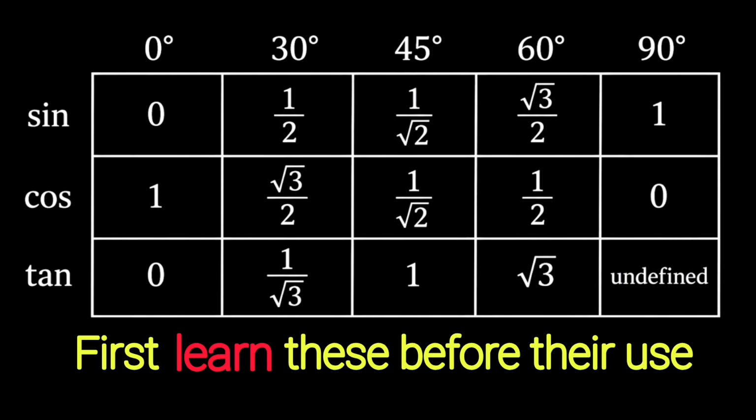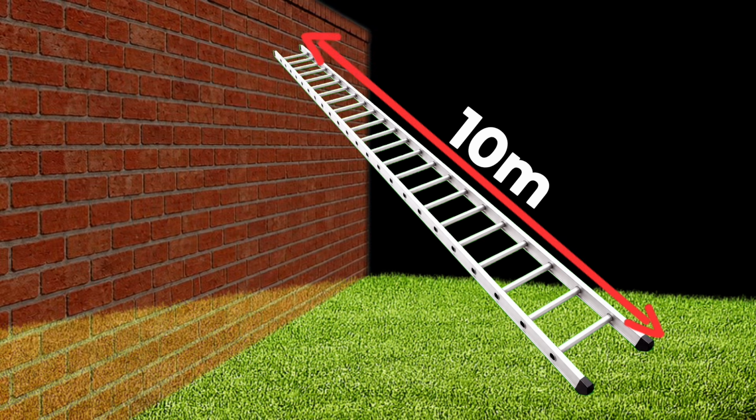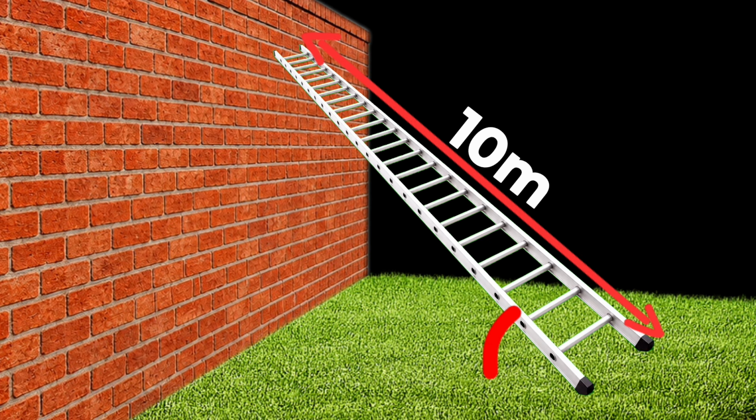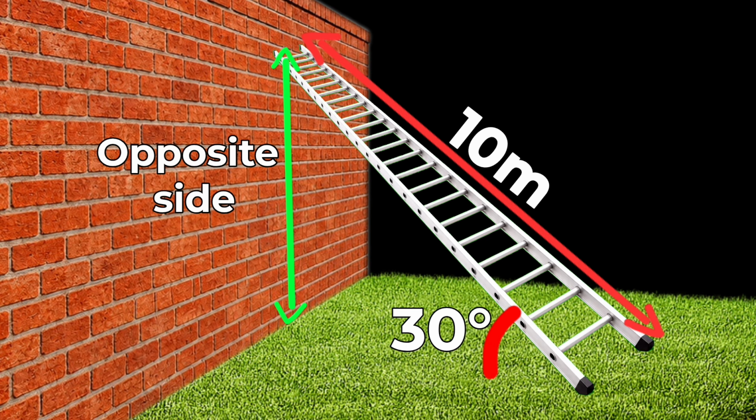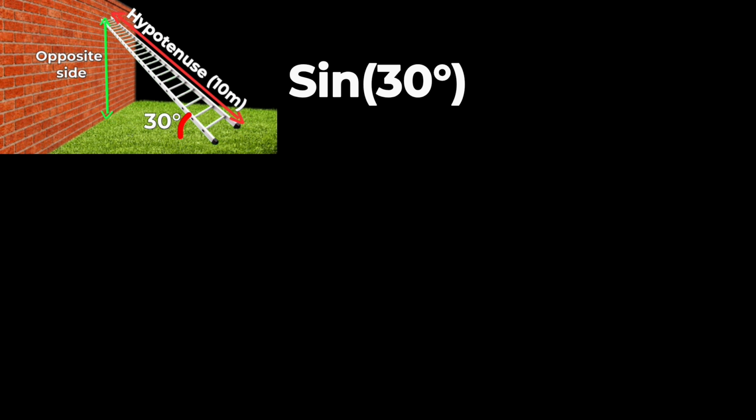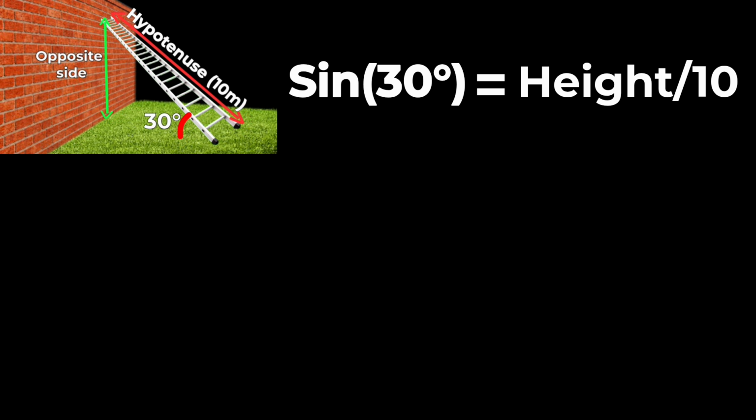Now let's use them. A ladder 10 meters long leans against a wall. The angle with the ground equals 30 degrees. How high does the ladder reach? The unknown height is the opposite side, and the ladder is the hypotenuse. So sine 30 degrees equals height divided by 10.